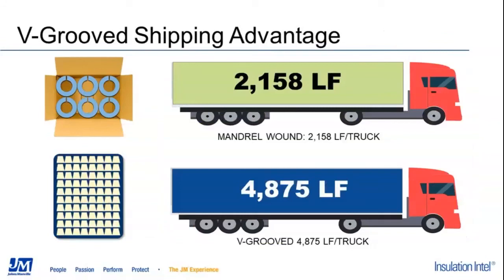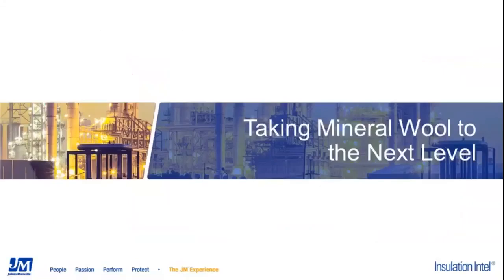This is an example for a 12 by 2 configuration, so it's a 12-inch pipe, 2-inch thick insulation material. With the mandrel wound material, you can get just under 2,200 linear feet worth of insulation on a truck, whereas with the V-groove configuration, you can get almost 4,900 linear feet, so more than twice as much material on the same size truck. So big benefit there in terms of offering some cost reduction.